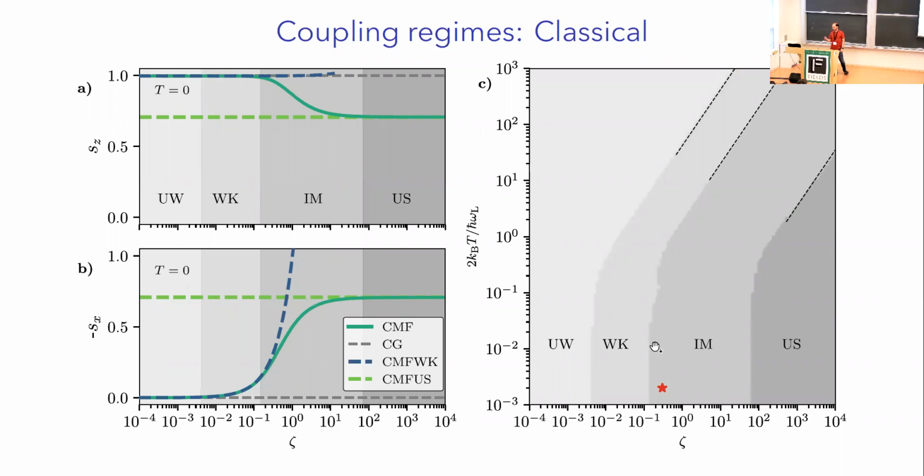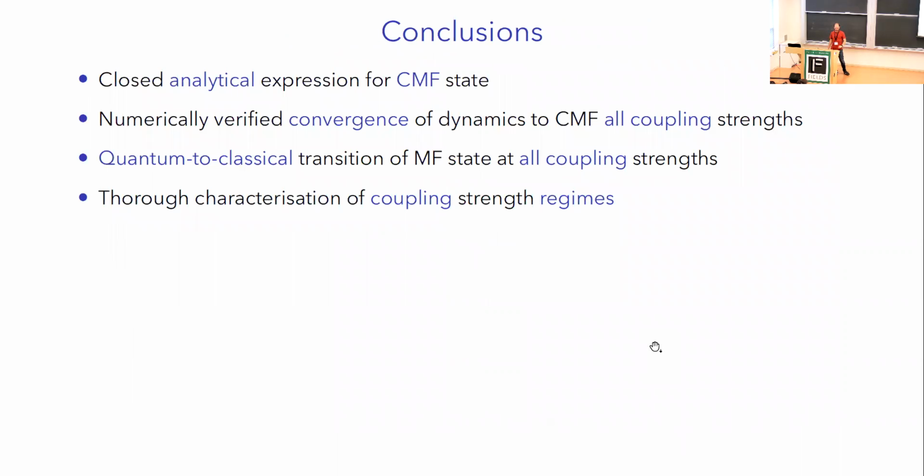Okay, so with this I finish. In conclusion, we have this closed analytical expression for the classical mean force state at all couplings. We have numerically verified the convergence of the dynamics to this classical mean force state. We have looked at this quantum-classical transition, where we can prove analytically that the quantum state converges to the classical one at all couplings, given these particular scalings on the interaction and temperature. And we are giving this thorough characterization of the different coupling strength regimes, which gives a clear idea of what one means by strong or weak coupling, which sometimes in thermodynamics is used very vaguely and unclearly, and here we have a good characterization for this particular problem.